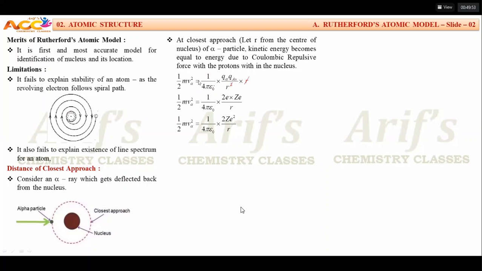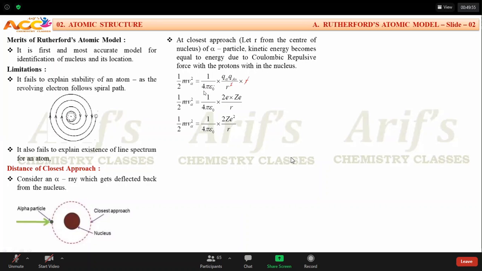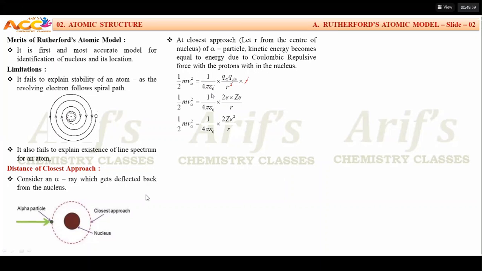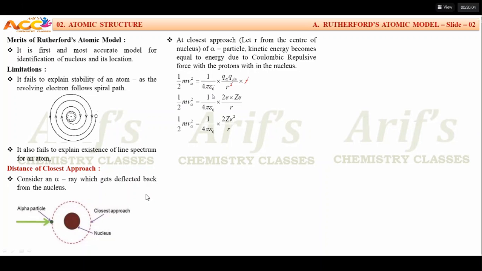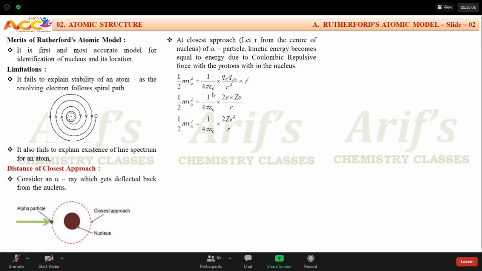This whole number 1 by 4 is a number, pi is a number, epsilon naught is called a constant of medium. Its name is permittivity constant. Don't take much serious involvement here in this case. If you are able to remember, go ahead. Permittivity constant epsilon naught. 1 by 4 pi epsilon naught is the value of K.